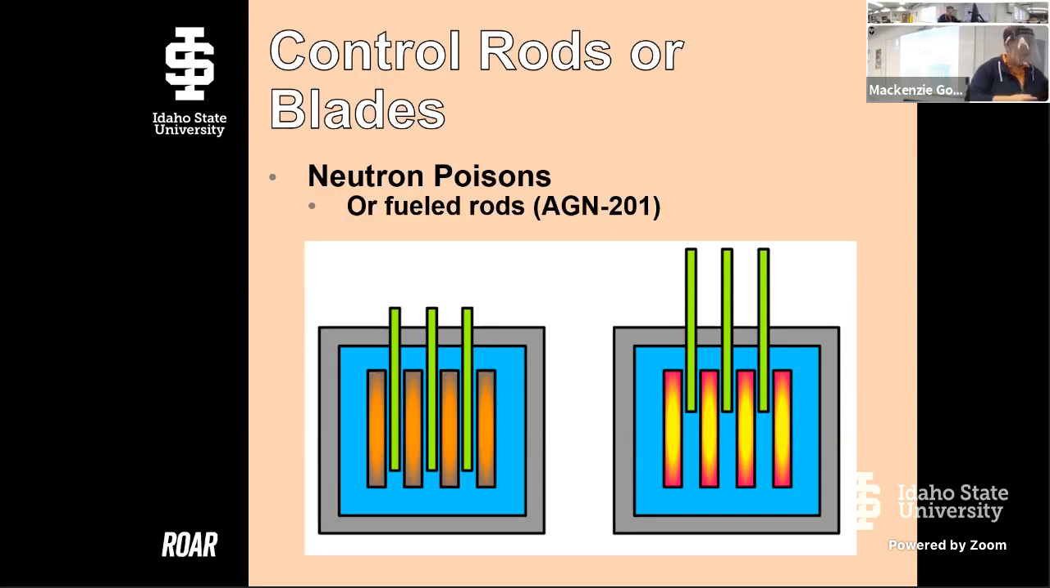So typically what you see is the poison rod. This is how our commercial reactors in the United States work. This is how most of our research reactors work. But every now and then you'll see something unique. The AGN reactor on campus, the zero power physics reactor that used to exist at INL.